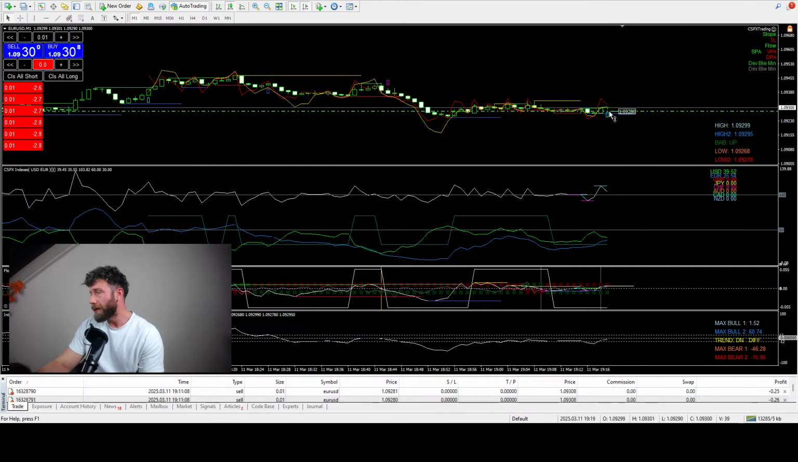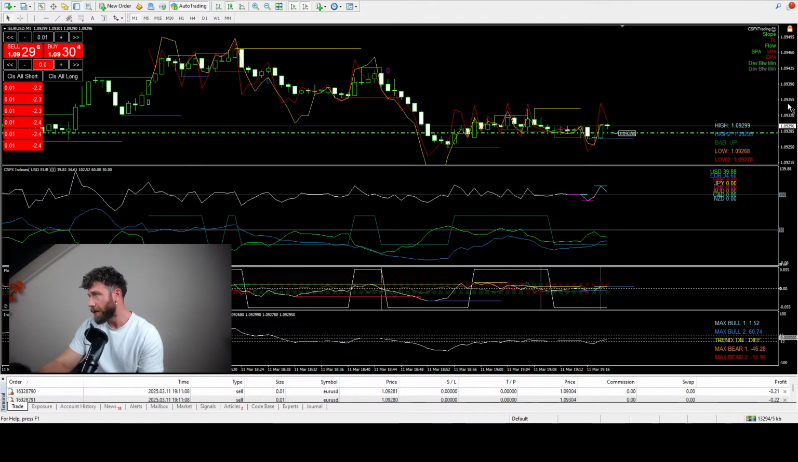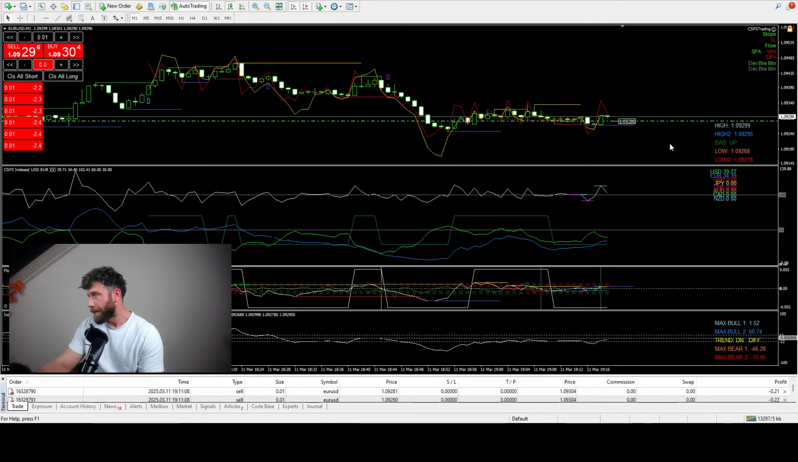We have this 300 level. We'll see if it acts as resistance. I mean, the M1 is tapering to the downside. It could be a pullback. We don't know. We are ready to pull the trigger. We really have to see how it responds.